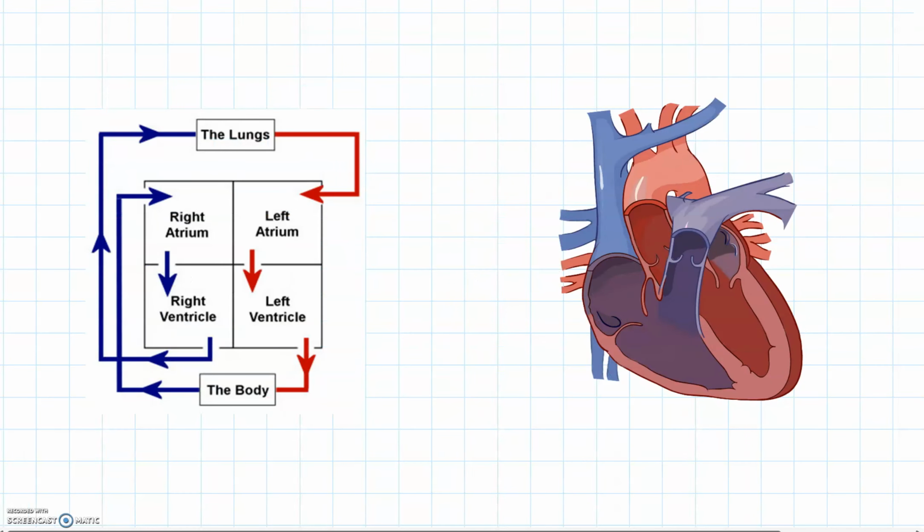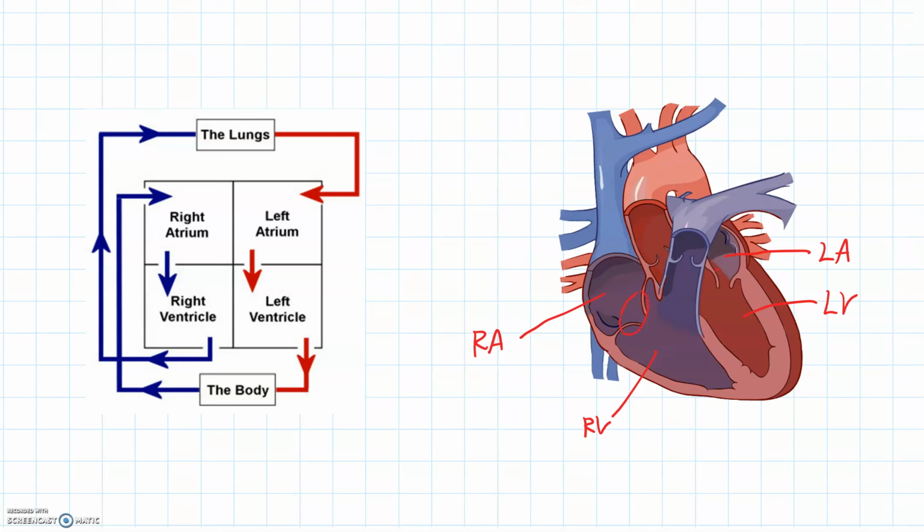Alright, so let's look at all those details and work out how blood actually travels around the body. So here we've got a more detailed diagram. We've got our right atrium and our right ventricle, and we've got the left ventricle and the left atrium in here. So we also need to be able to name the valves. So these two valves here are the valves that join the atrium and the ventricle, which we looked at in the diagram.